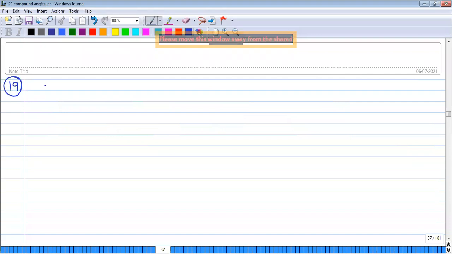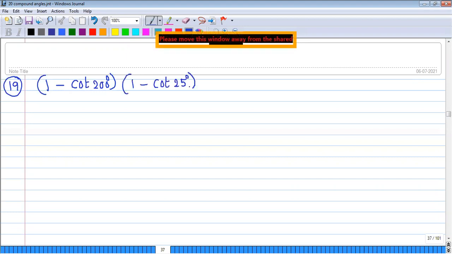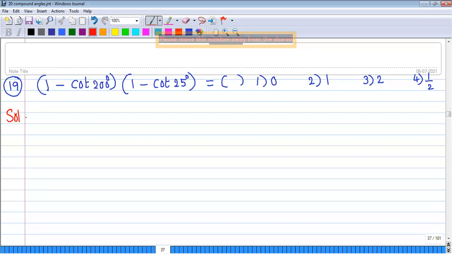19th one: 1 minus cot 200 degrees multiplied with 1 minus cot 25 degrees. First option 0, second option 1, third option 2, fourth option 1 upon 2. Third option, sir, 2. Let us wait.